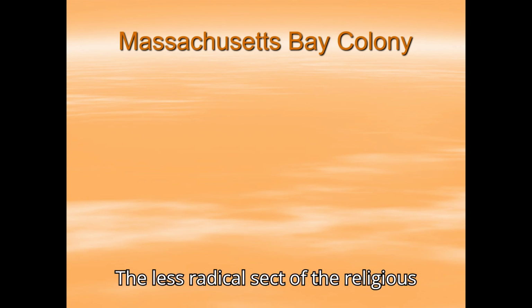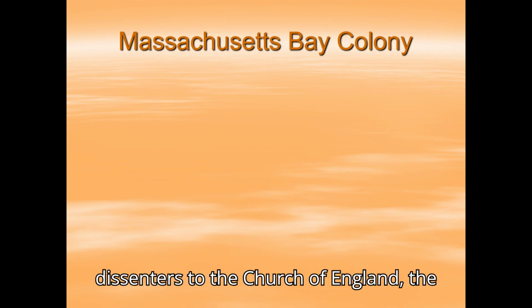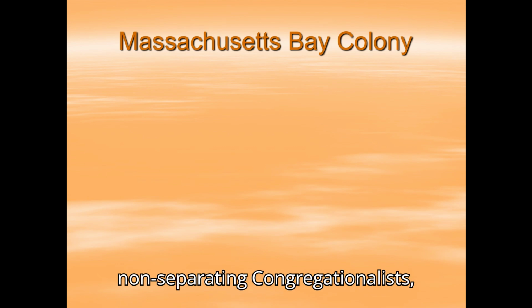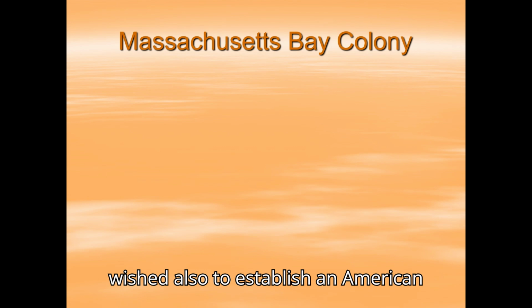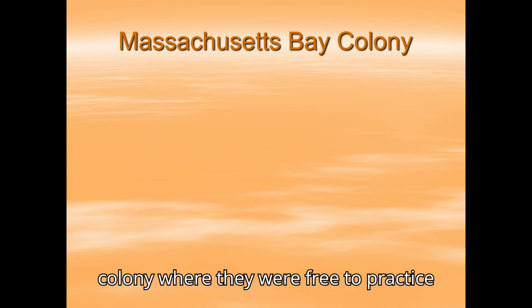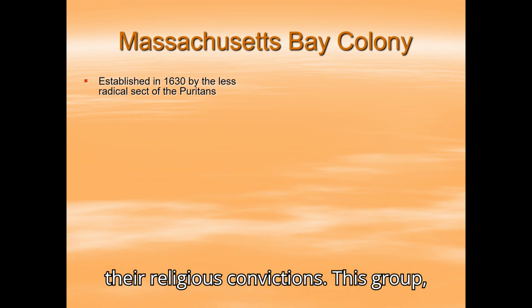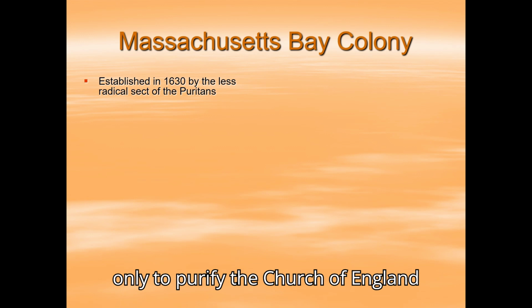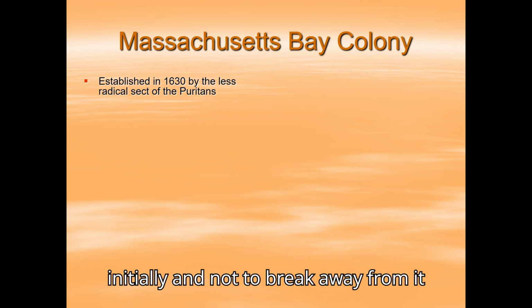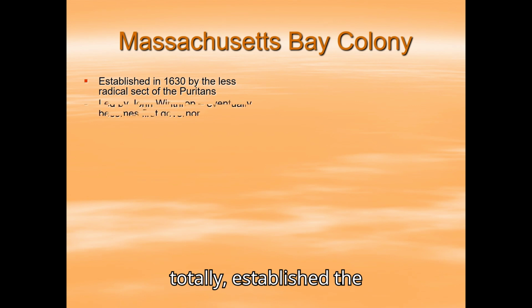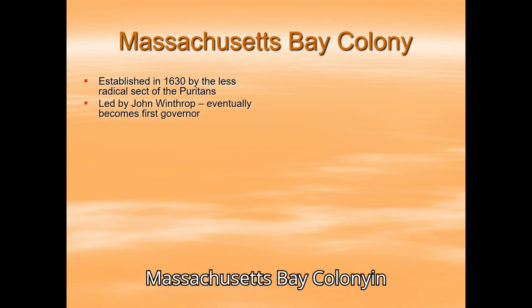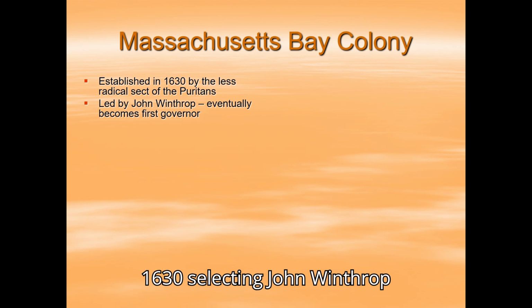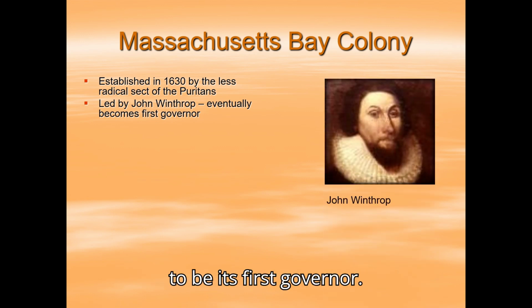The less radical sect of the religious dissenters to the Church of England, the non-separating Congregationalists, wished also to establish an American colony where they were free to practice their religious convictions. This group, known as the Puritans, since they wished only to purify the Church of England initially and not to break away from it totally, established the Massachusetts Bay Colony in 1630, selecting John Winthrop to be its first governor.